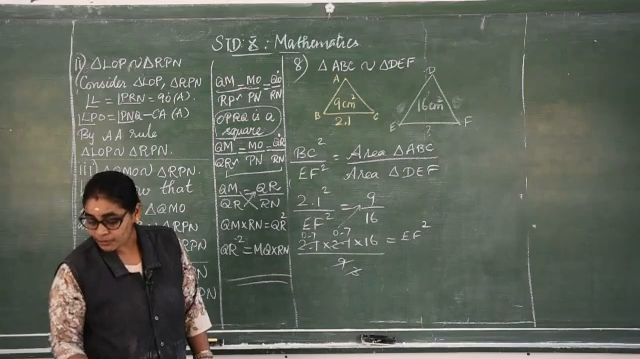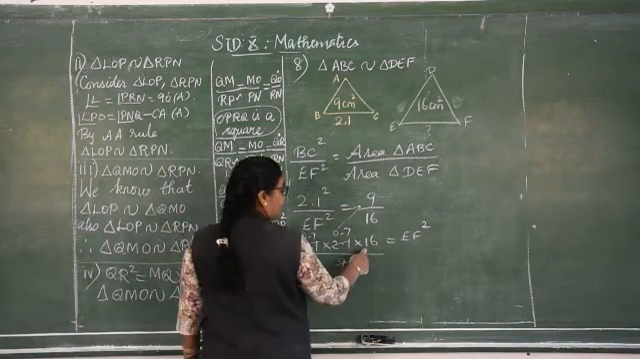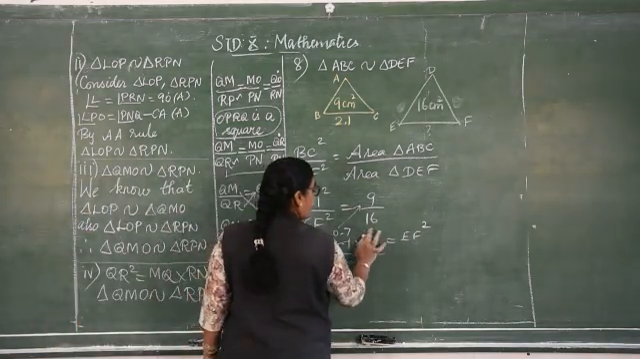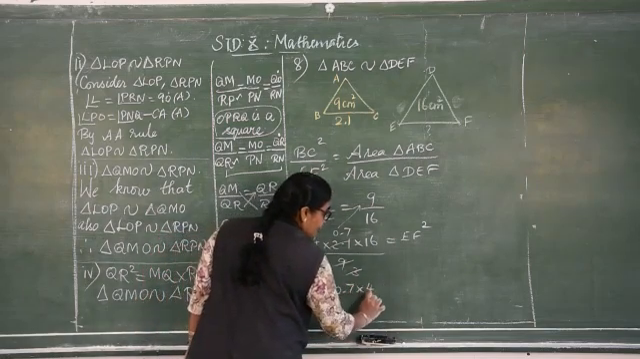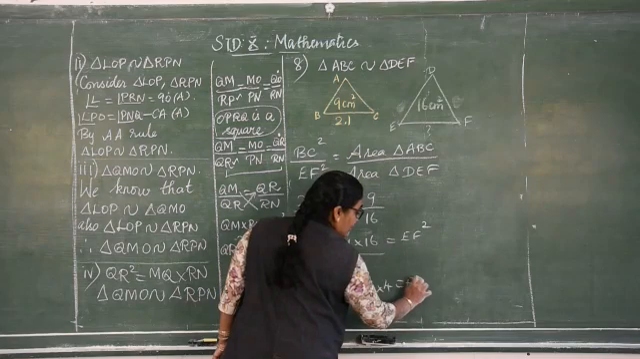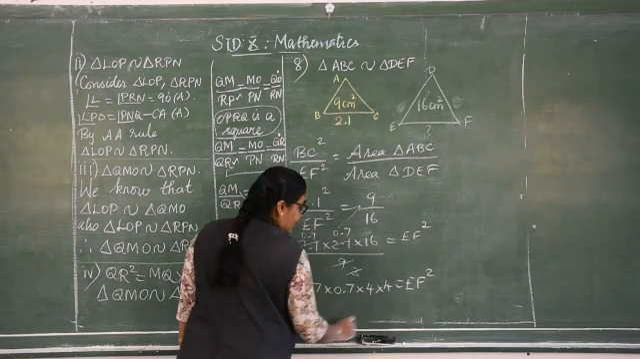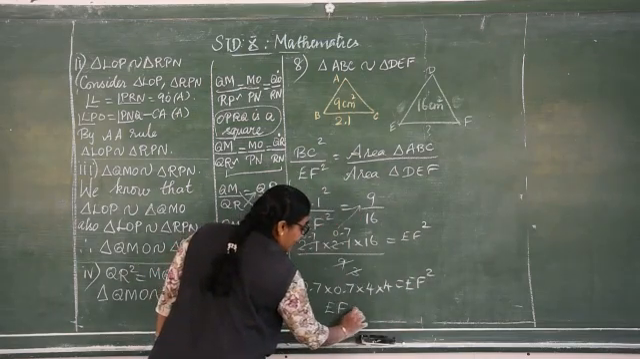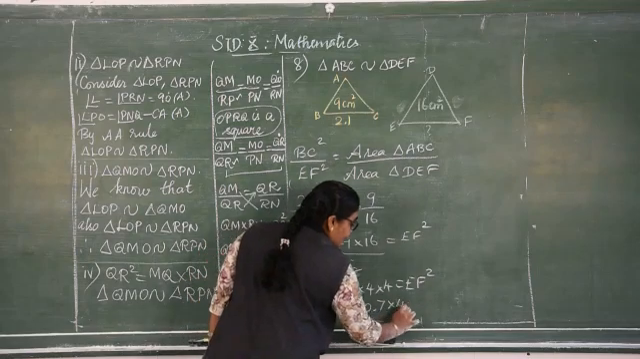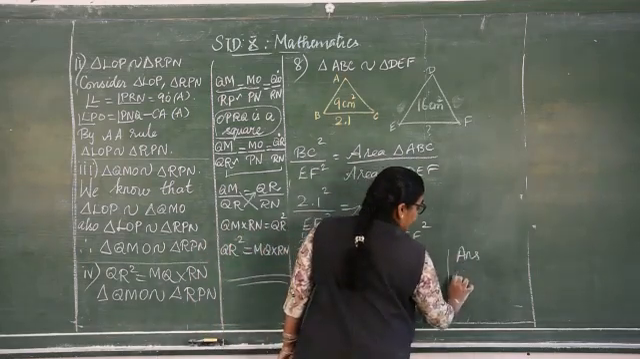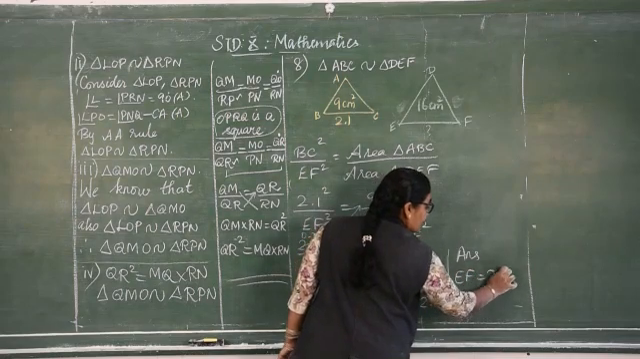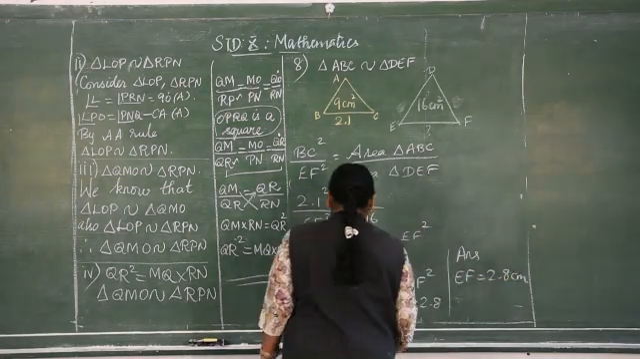They are asking the value of EF. So 16 can be written as 4 into 4. So 0.7 into 0.7 into 4 into 4 is equal to EF square. So we need EF. So EF can be written as 0.7 into 4, which can be 2.8. So answer EF is equal to 2.8 centimeter.